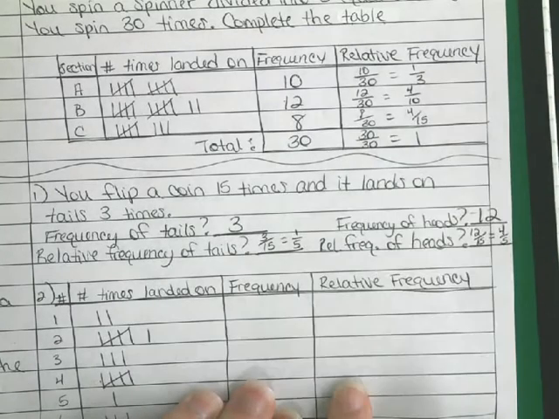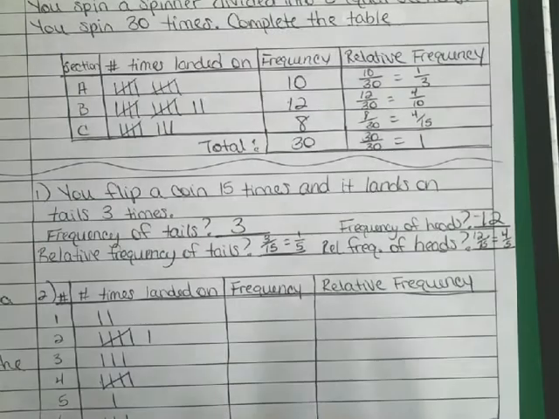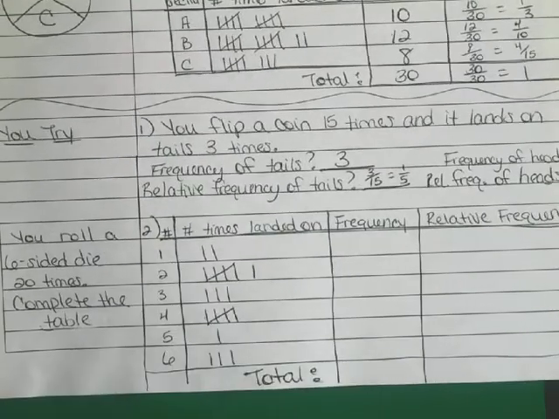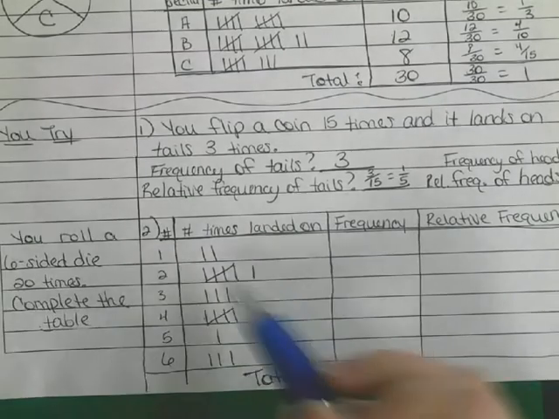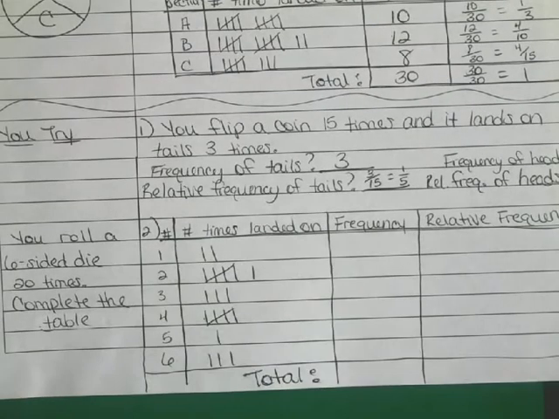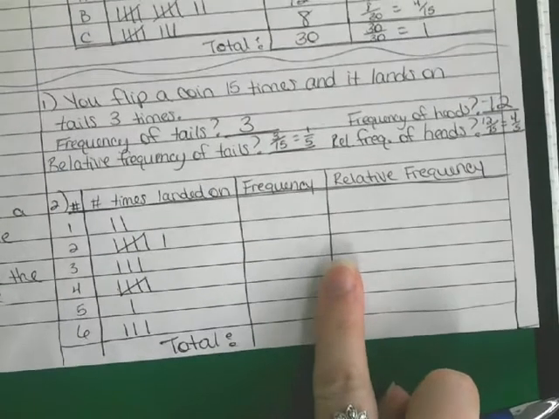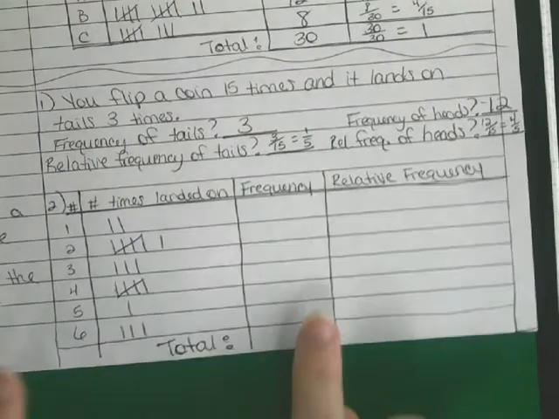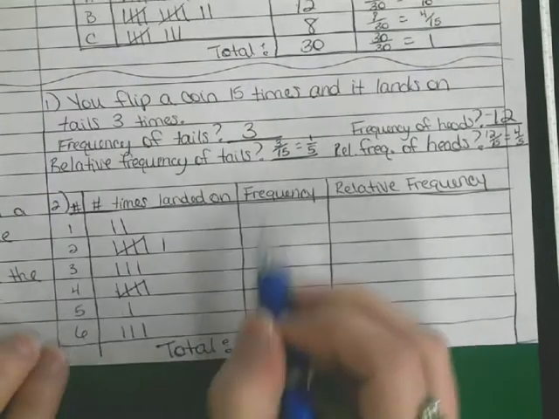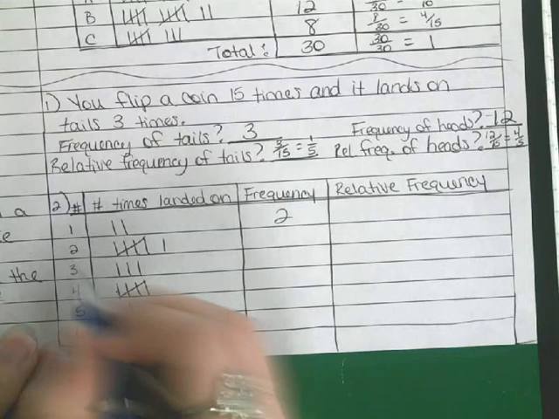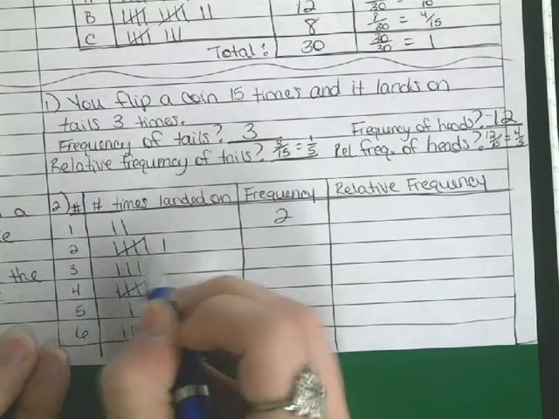On number 2, it says you roll a 6-sided die 20 times. Complete the table. Well, here's our data from a roll of 20 times. So let's figure out our frequency and relative frequency for each one. The frequency of it landing on 1, well, that happened 2 times. For the frequency of 2, that was 5, 6 times.